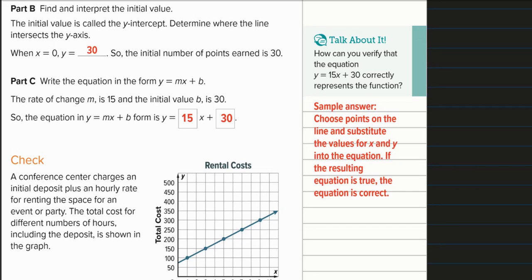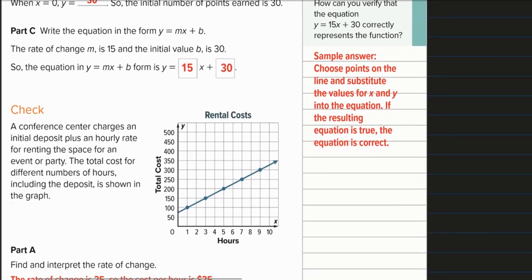Now that you've tried the check, let's read the problem. A conference center charges an initial deposit plus an hourly fee for renting the space for an event or party. The total cost for different numbers of hours, including the deposit, is shown in the graph. All right, so we're going to look at our graph.